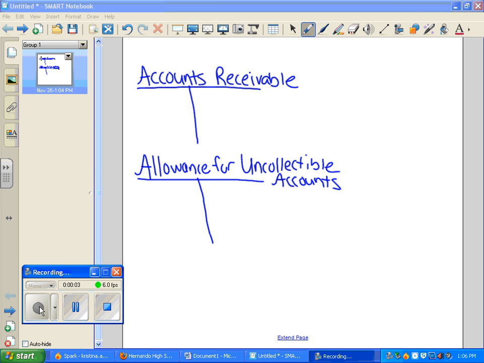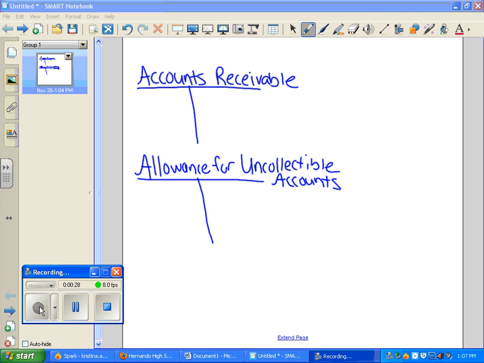Okay, I'm now going to explain to you how we determine an adjustment for something called allowance for uncollectible accounts. Now, uncollectible accounts are those accounts that you are probably never going to collect. So, all those people that owe you money, all those accounts receivable, not everyone is going to pay you the total amount that they owe you.